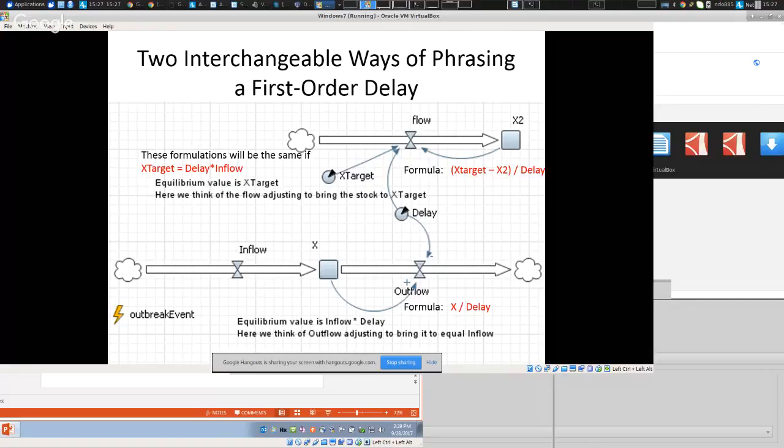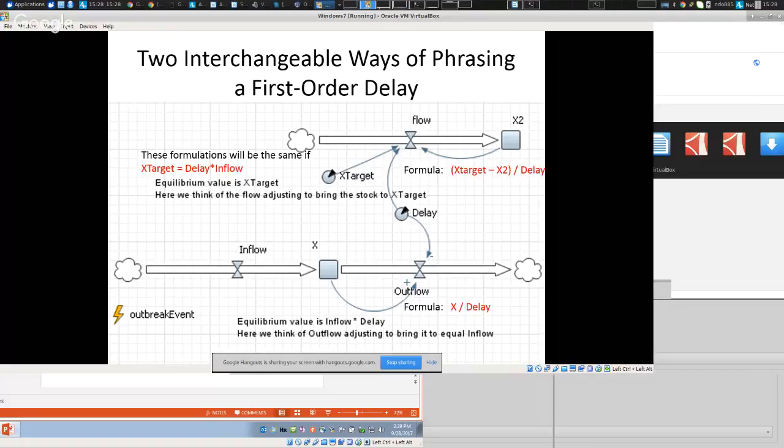This system is trying to minimize that gap, ladies and gentlemen. It's trying to minimize the gap between X target and X2. If X target is far above X2, X target minus X2 will be really big. Divided by the delay will be really big. It will have lots of value rushing into X2, and the value of X2 will go up quickly. Suppose X target is just a little bit above X2. X2 will be growing slowly. It'll rise slowly. It'll track the target more slowly.